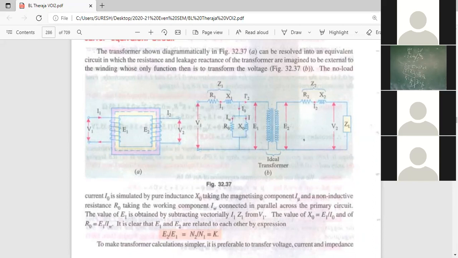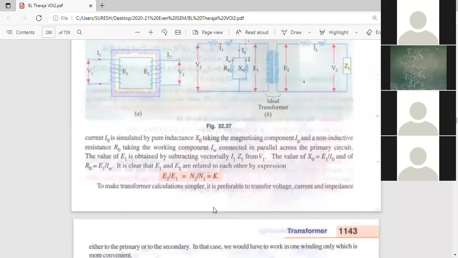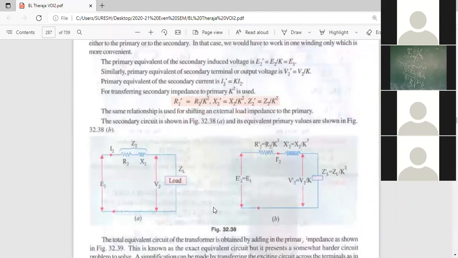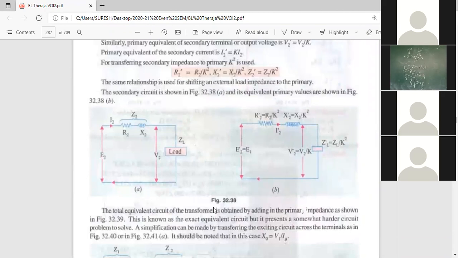Have you drawn the circuit? Okay, right. Yes, sir. Complete. See here, ZL is the load impedance. Already we have completed these circuits. R01 is equal to R1 plus R2 by K square, X naught. These circuits are not necessary. Already we have completed this.